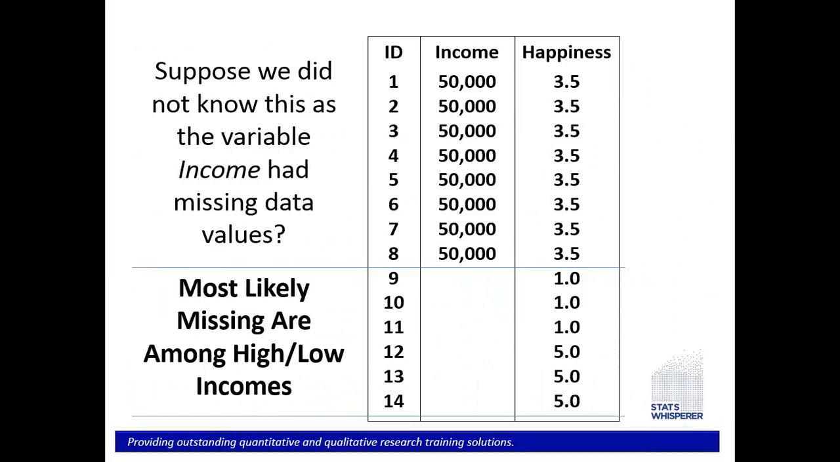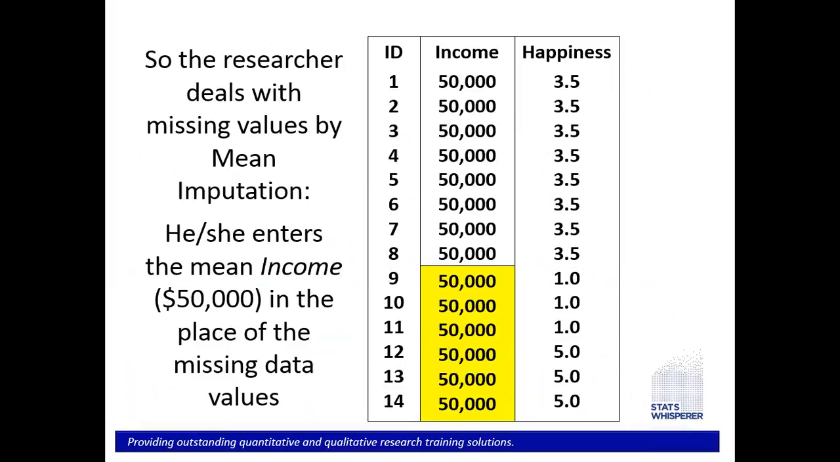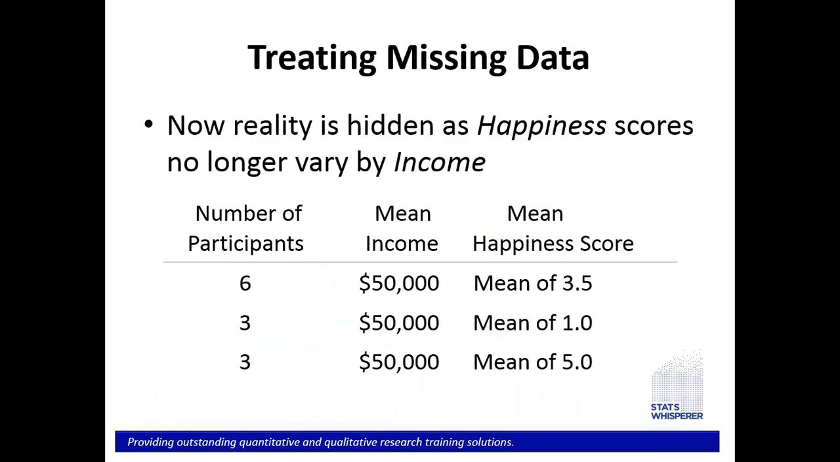But say we still have their happiness scores. So you see for IDs 9 through 14, we still have the happiness scores of 1 through 5. We just no longer know their income. It's missing data. Normally we wouldn't know what it would be. So suppose we took the average income of IDs 1 through 8, which would be $50,000, and we substituted those incomes for IDs 9 through 14. So now everybody has $50,000 income. So what would that look like?